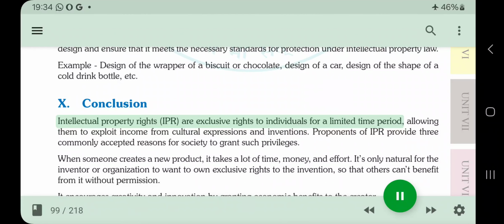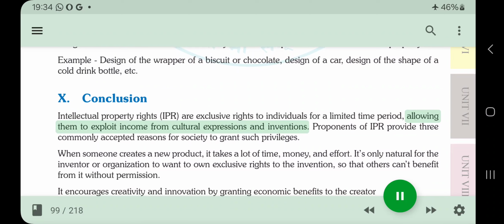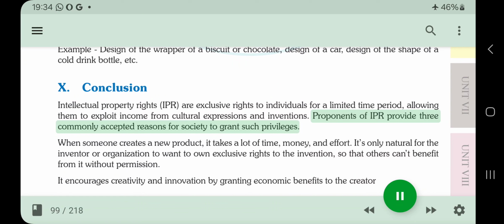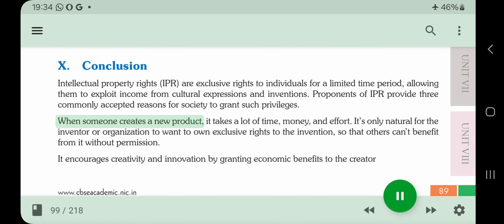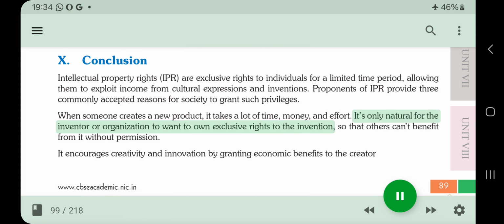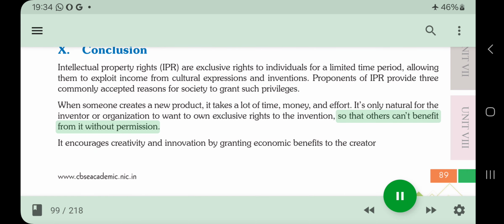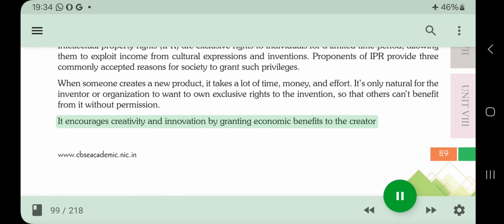10. Conclusion. Intellectual property rights, IPR, are exclusive rights to individuals for a limited time period, allowing them to exploit income from cultural expressions and inventions. Proponents of IPR provide three commonly accepted reasons for society to grant such privileges. When someone creates a new product, it takes a lot of time, money, and effort. It's only natural for the inventor or organization to want to own exclusive rights to the invention, so that others can't benefit from it without permission. It encourages creativity and innovation by granting economic benefits to the creator.